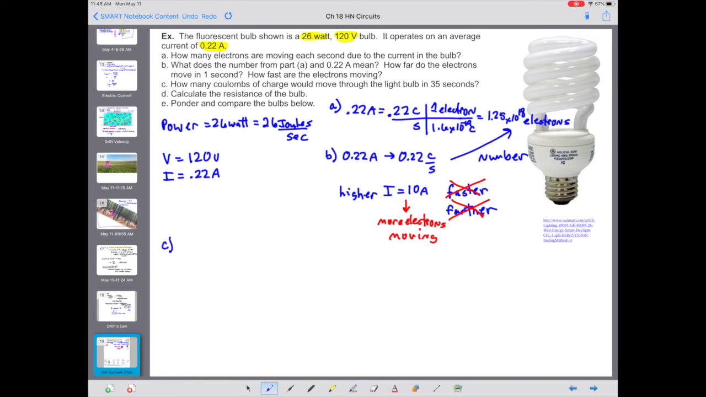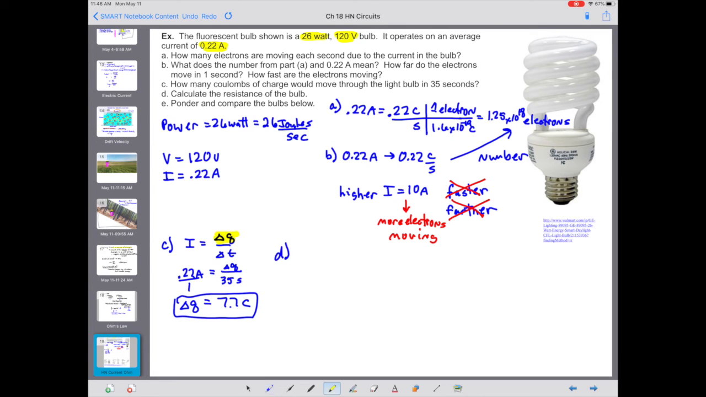Now let's consider part C. Well, we can use our current equation, I equals delta Q over delta T, because what we want to find is how many coulombs of charge. So then my I value is 0.22 amps. My time period is 35 seconds. And we want to solve for delta Q. So if we solve for delta Q, the charge value, what we get there is 7.7 coulombs when we multiply 35 by 0.22.